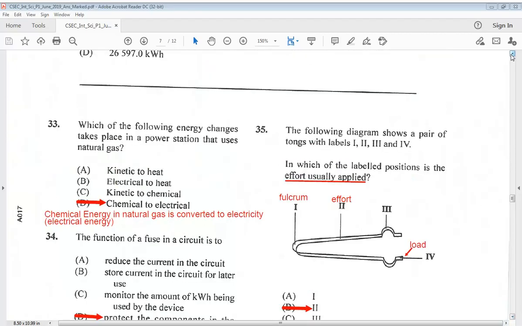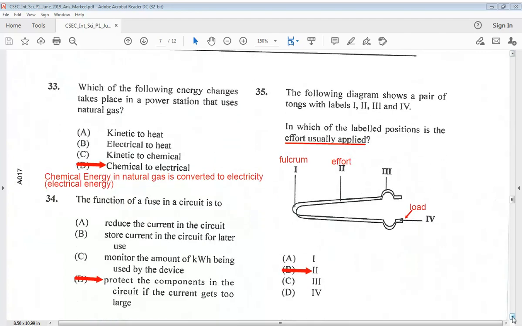It says the following diagram shows a pair of tongs with labels 1, 2, 3, and 4. In which of the labeled positions is the effort usually applied? So right away, we know 1 is the fulcrum, 2 is the effort, and 4 is the load. So the answer is 2.